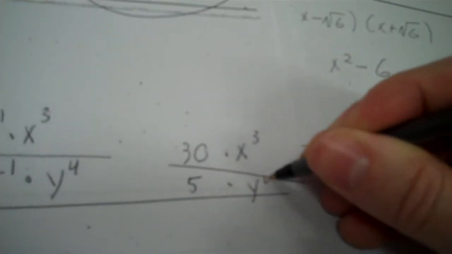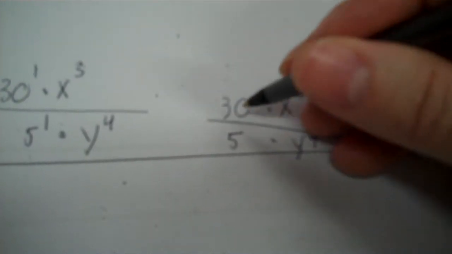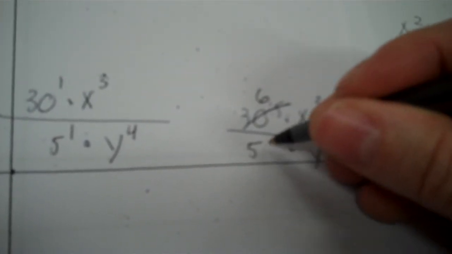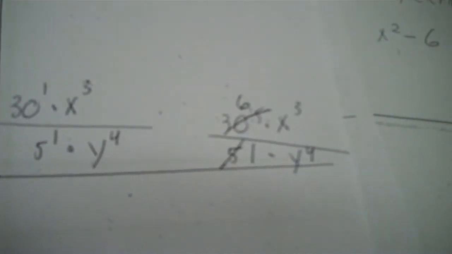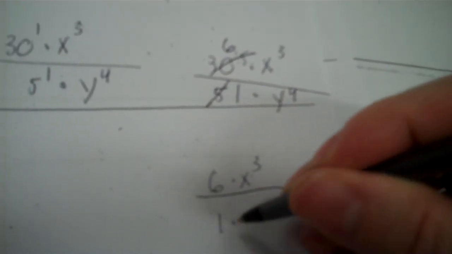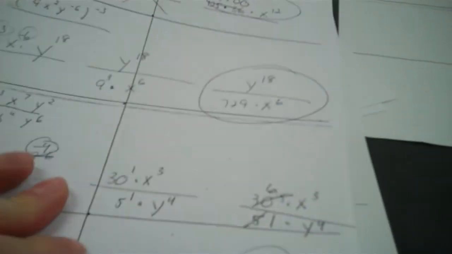Now, you got to do something with the 30 and the 5. You're not going to multiply them because they're on opposite sides. You're going to look at your multiplication chart and divide by the greatest common factor. 30 and 5 are in the 5th row, so you divide them each by 5. So 30 divided by 5 is 6. 5 divided by 5 is 1. Okay, so 6 over 1. So 6 times x to the third, 1 times y to the fourth. You really wouldn't need the 1 there, but I put it just so people can see.